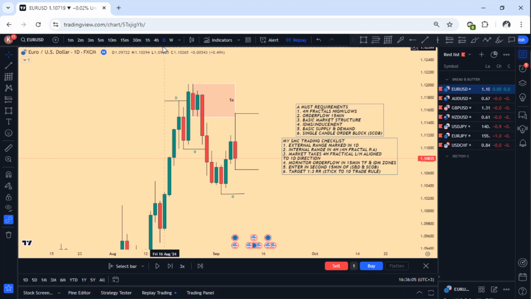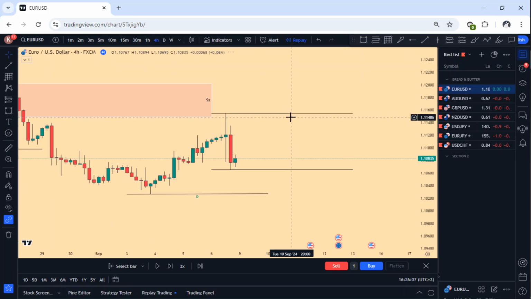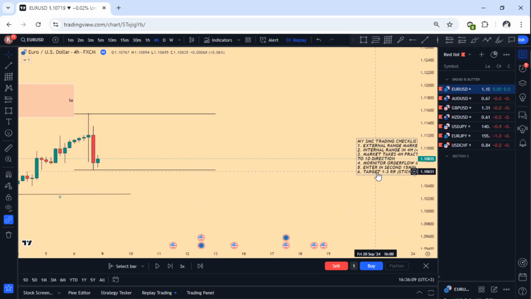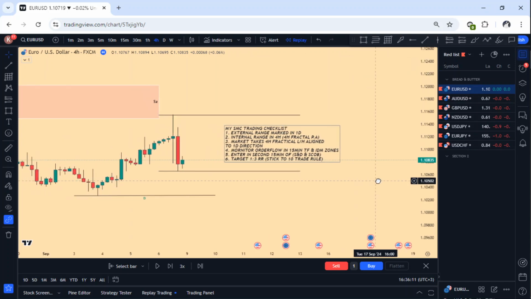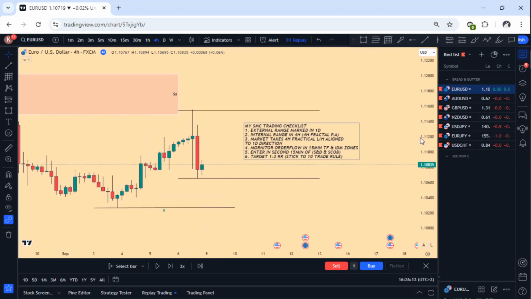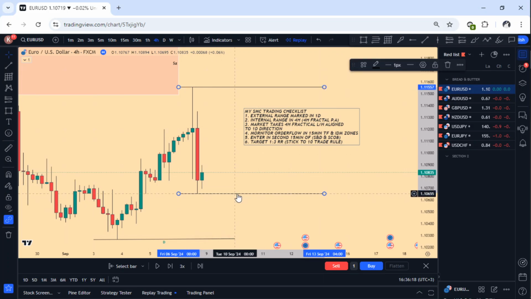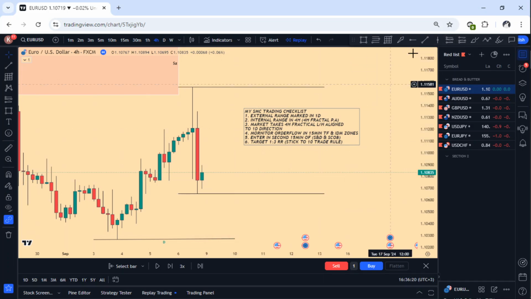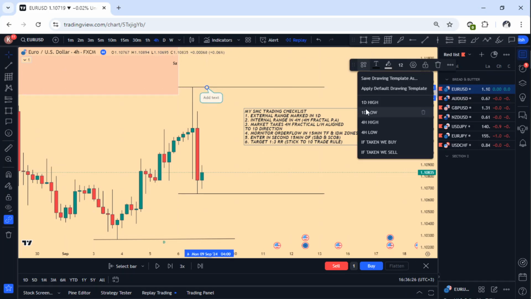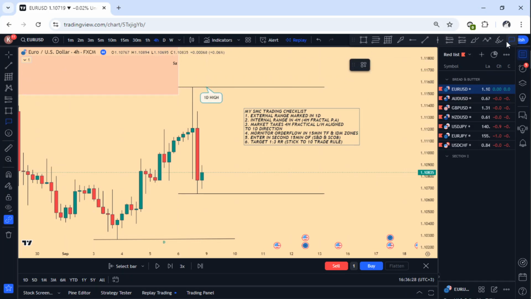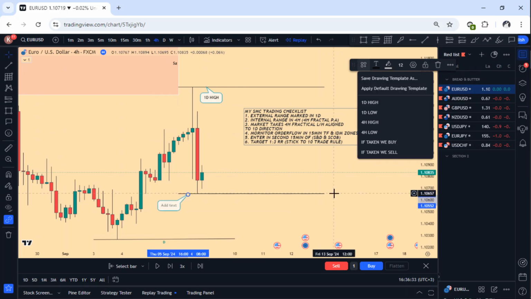Then I now move to 4 hours and start studying the day in 4 hours. So I've already marked my day. This is the range that I'm dealing with. I'm expecting this low to be taken, so that is why I am selling, so that I can move with the overall order flow of the market. So this is my daily high, and this is my daily low, which I'm expecting to be taken, and that is why I am looking for sales.